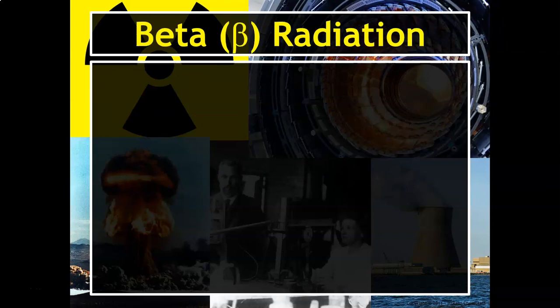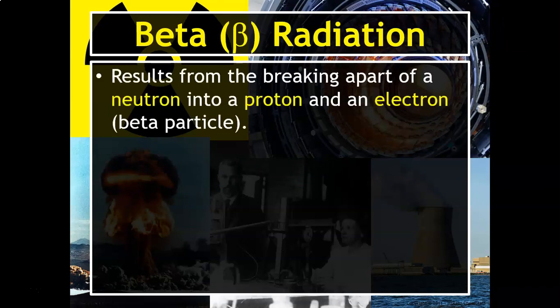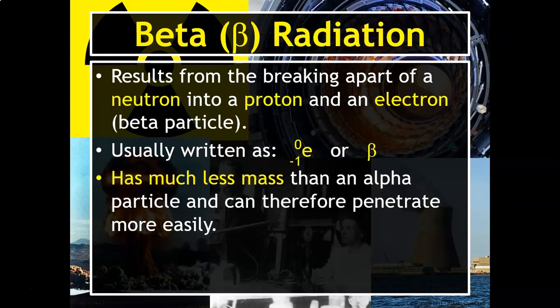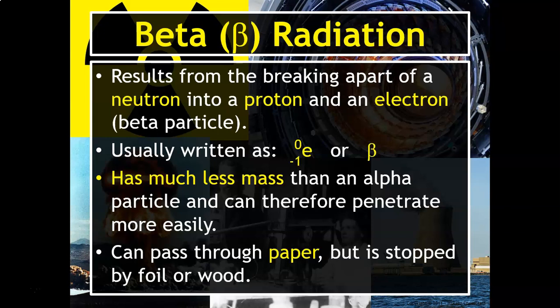Let's talk about beta radiation. Beta radiation results from the breaking apart of a neutron into a proton and an electron, a beta particle. It's usually written as 0/-1 with a little e there to mean it's an electron, or you could just use the symbol beta. This has much less mass than an alpha particle and can therefore penetrate very well. It can pass through paper, but it is stopped by foil or wood.